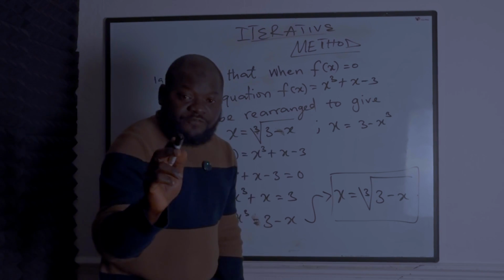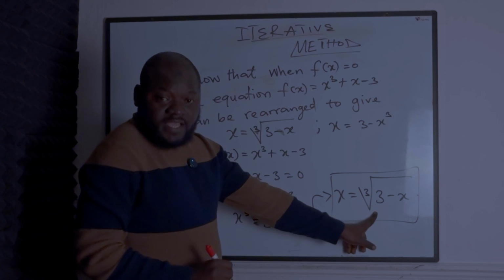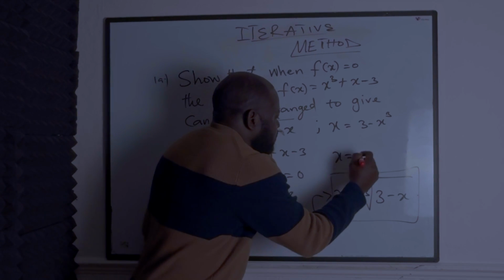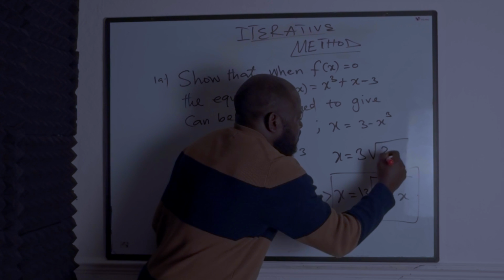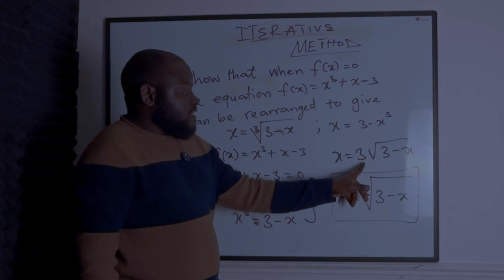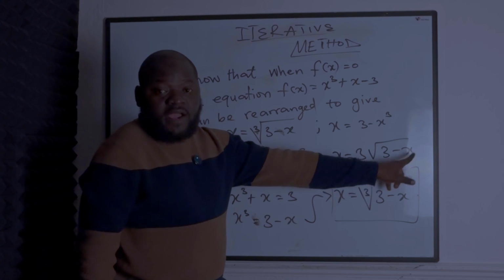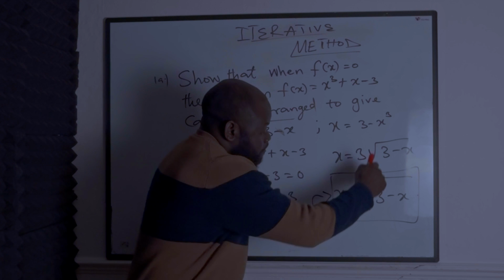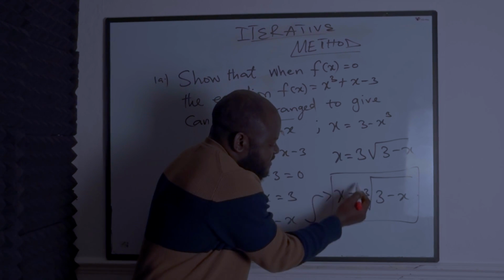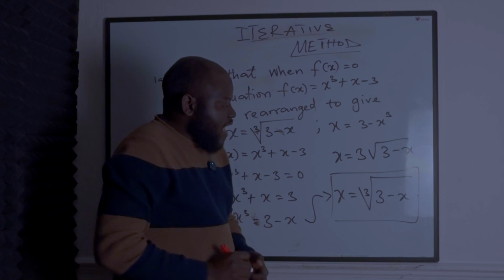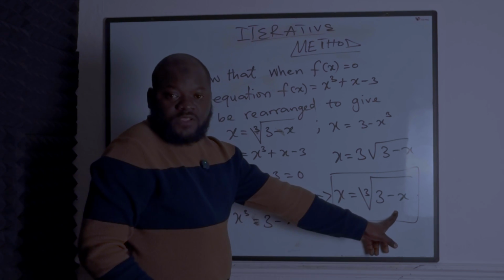Now, you need to be careful whenever you are writing this, because this is an exam. If you write this as x equals 3 root this, you are writing something else. This is 3 multiplied by the square root of 3 minus x. It's not the same thing as this. So you need to make sure that your 3 is inside this shape. Am I making sense? With that, you are done with the A part of the question.